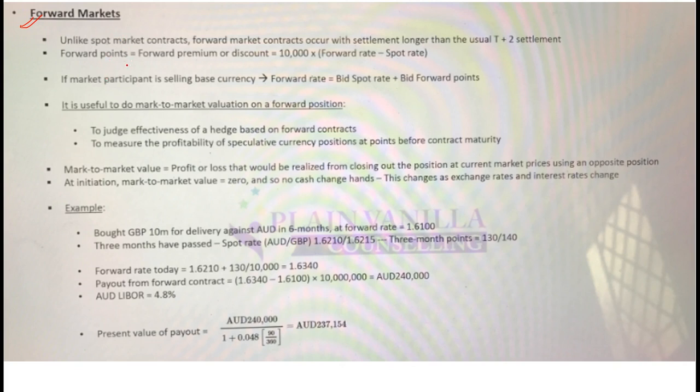So the forward rate can be higher or lower compared to the spot rate. If the currency is expected to appreciate, it will be higher. If the currency is expected to depreciate, it will be lower. The difference between the forward rate and the spot rate is known as forward points. So if the currency is expected to appreciate, the forward rate will be higher, and these points will be positive. That is known as forward premium. If the forward rate is lower compared to the spot rate, that is known as forward discount. So it can be positive or negative.